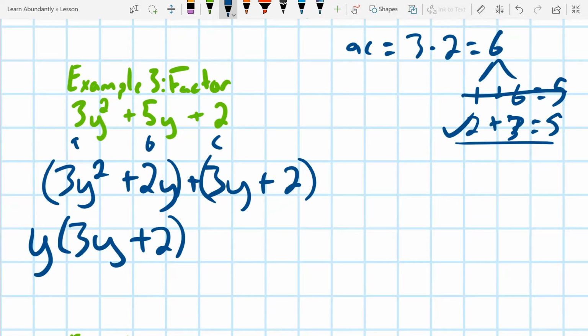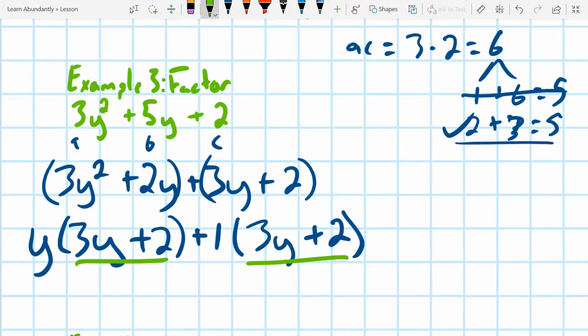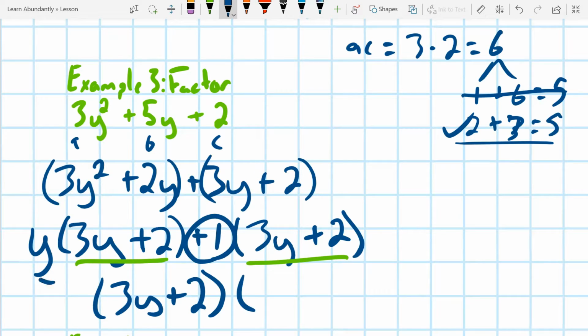Well, if there's no factors of 2 monomials, then what's one thing we can always take out? 1. So I'm going to take out a 1. I can divide them both by 1. It doesn't really change them, so they stay the same. But I had to have something to pull out. Now I can notice that we do match in here. So we can rewrite our answer as 3y plus 2 and y plus 1.